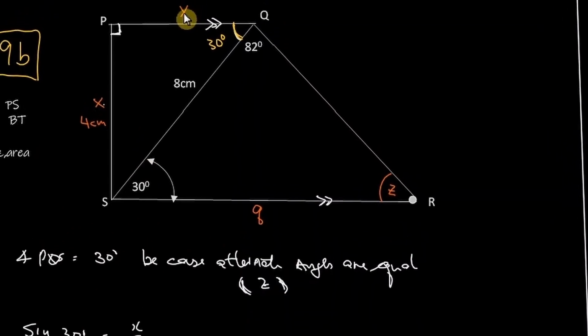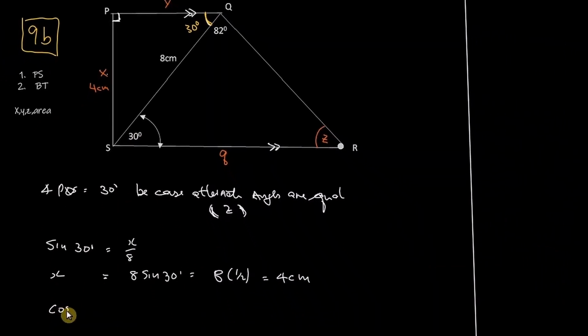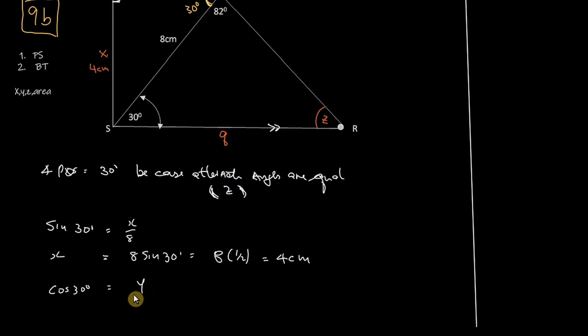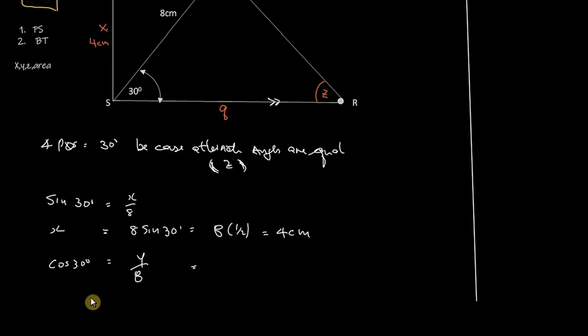Next, we need to determine the length of the side y. This is nothing more than the adjacent to this angle. So we could use the cosine ratio in this case, and we could write the cosine of 30 degrees is equal to y over the hypotenuse, which is 8, giving y as 8 cosine 30 degrees. That is equal to 6.928 centimeters. So we could write y in here as well.